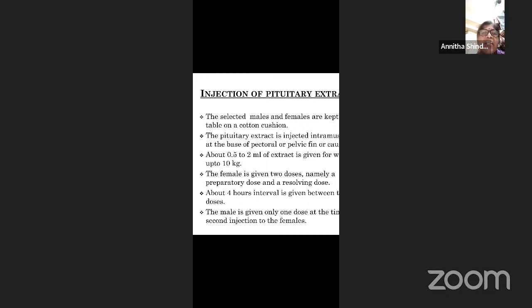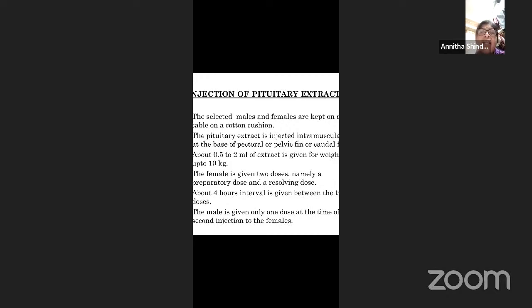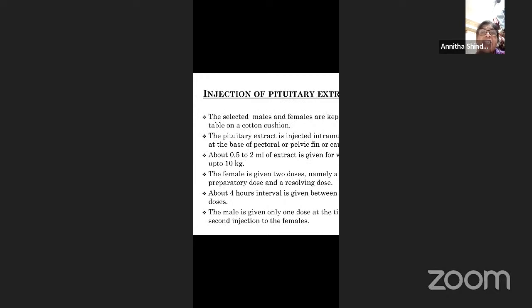How much do you have to inject? Only about 0.5 to 2 ml is given for fish weighing up to 10 kg. Means up to 10 kg of fish. How much you have to give? You have to give only 0.25 to 2 ml of the extract, not more than that.